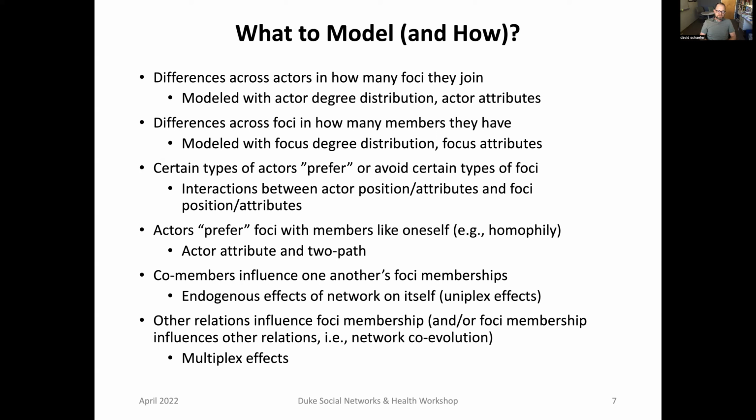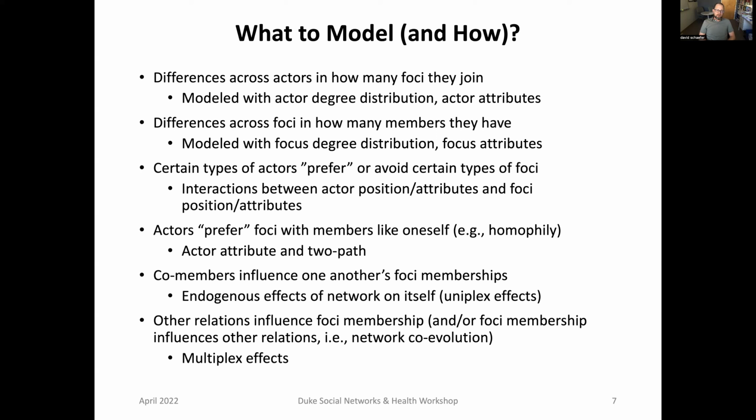Actors might prefer foci with members like oneself. So we can model that if we have an actor attribute, and then actors are indirectly connected to others through a two-path, right? An actor is connected to a foci, and other actors are connected to that foci. So by looking at those two-paths combined with actor attributes, we can model whether there's this kind of self-sorting into foci with similar members. We might wonder if co-members influence one another's foci memberships.